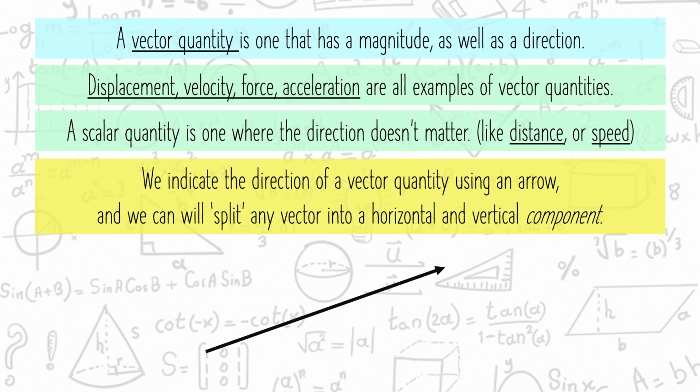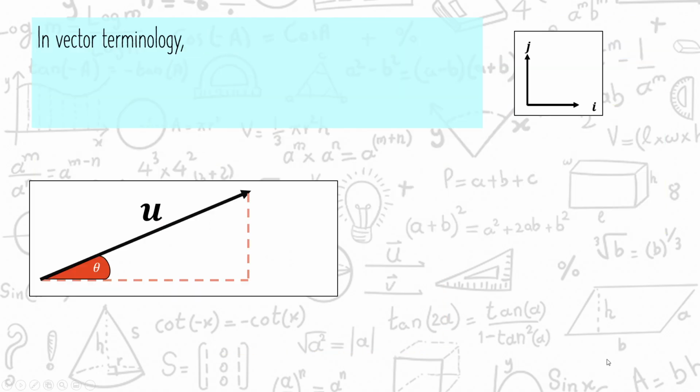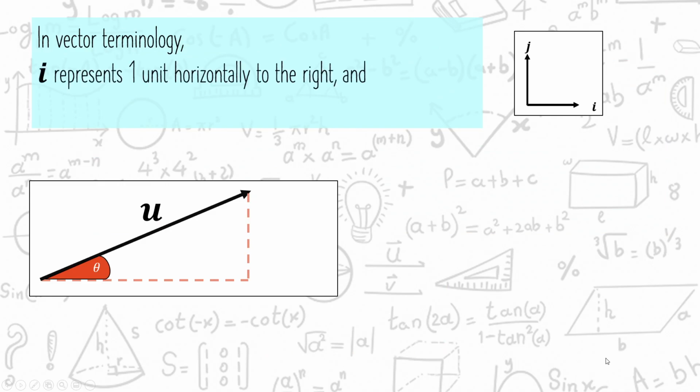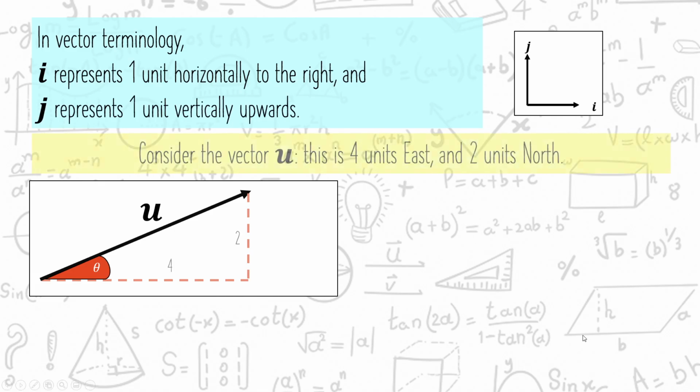We can indicate the direction of a vector quantity using an arrow, and we can split any vector into a horizontal and vertical component. In vector terminology, we're going to use the letter i to represent one unit horizontally to the right, or in terms of compass directions, to the east, and j to represent one unit vertically upwards, or to the north.